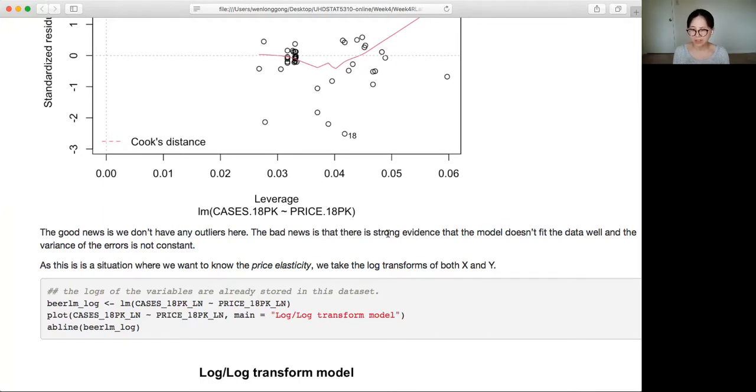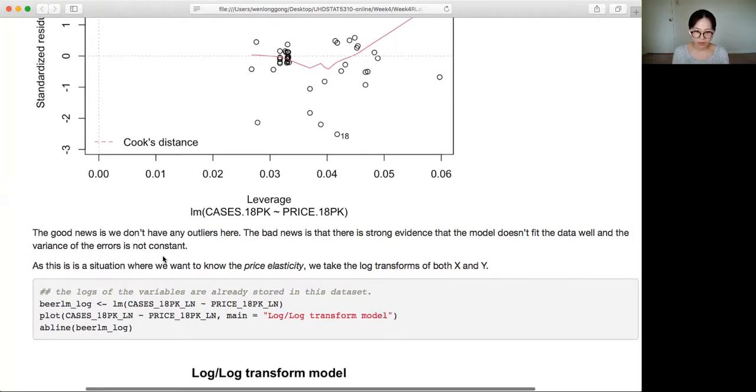The bad news is that there is strong evidence that the model does not fit the data well, and the variance of the errors is not constant. So this is a situation where we want to know the price elasticity, and we should take the log transform of both X and Y. Besides this non-constant variance issue, for this data set we're interested in this price elasticity. So this log transform would get us to it. And hopefully it will also help us solve some of the non-constant variance issue.